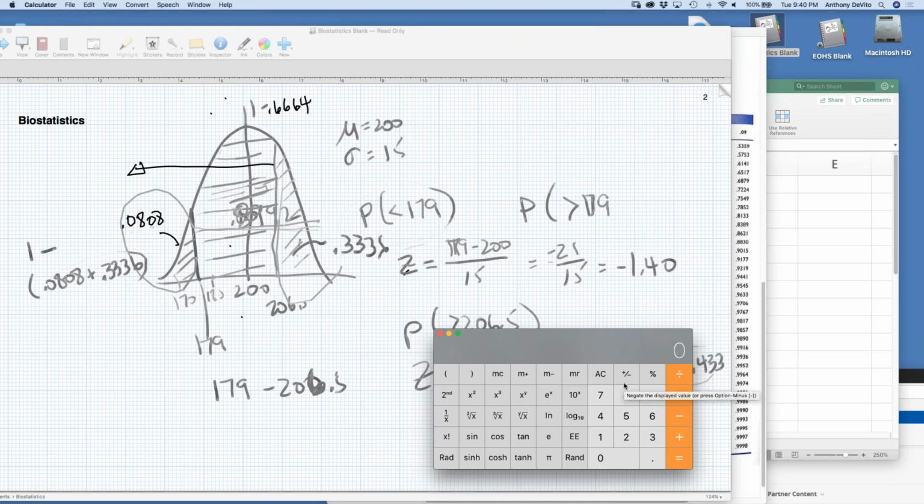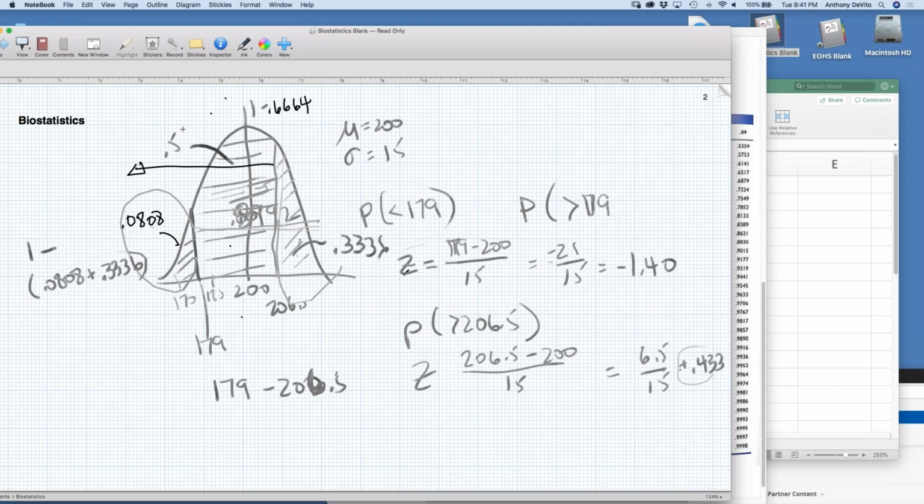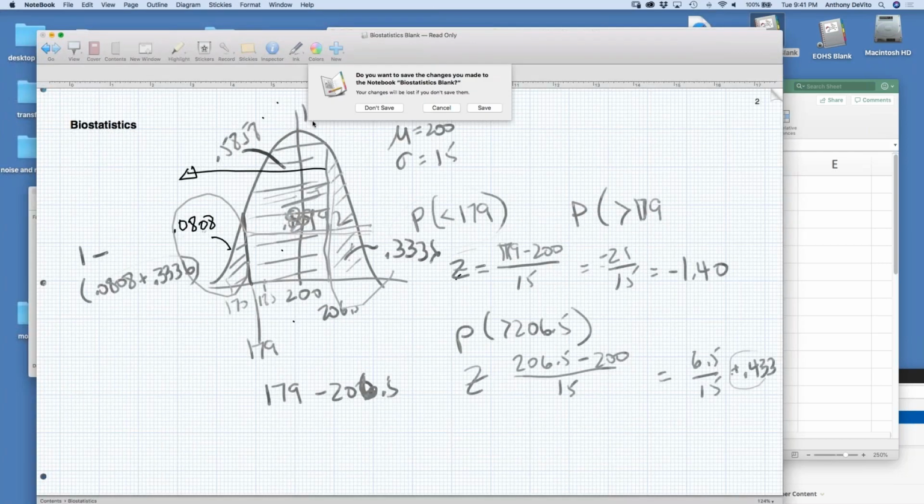Okay, so let me just figure out what that is. 0.0808 plus 0.3336 is equal to this, and rather than flip the signs, I'm just going to subtract 1. So I subtract 1 from that. 0.5856 is the area that's between the two of these. Okay, so that's basically what we're dealing with there. That's a normal distribution. Okay, so next, let me do another example here.